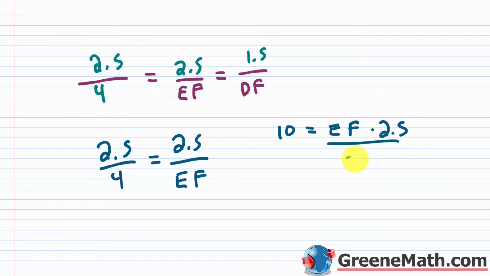Now, if I divide both sides by 2.5, we are obviously going to get that EF, which is the length of that side EF, is equal to 10 divided by 2.5, which is 4. But again, you didn't have to do all this because you could eyeball that and just see immediately that the length of that side EF is 4.